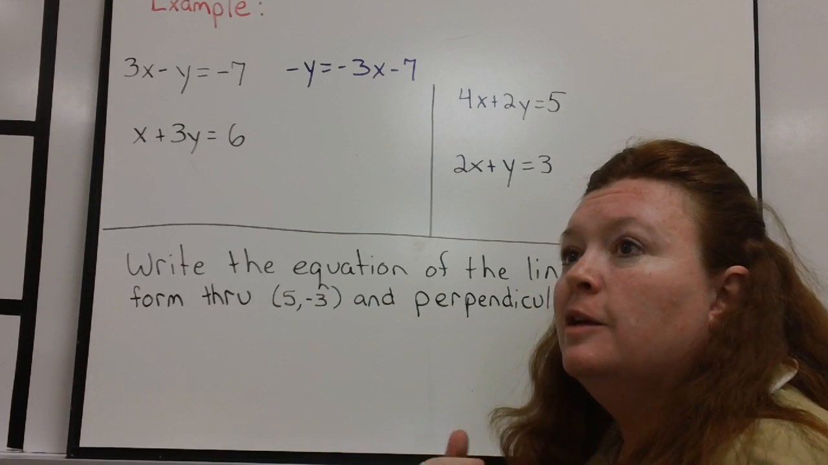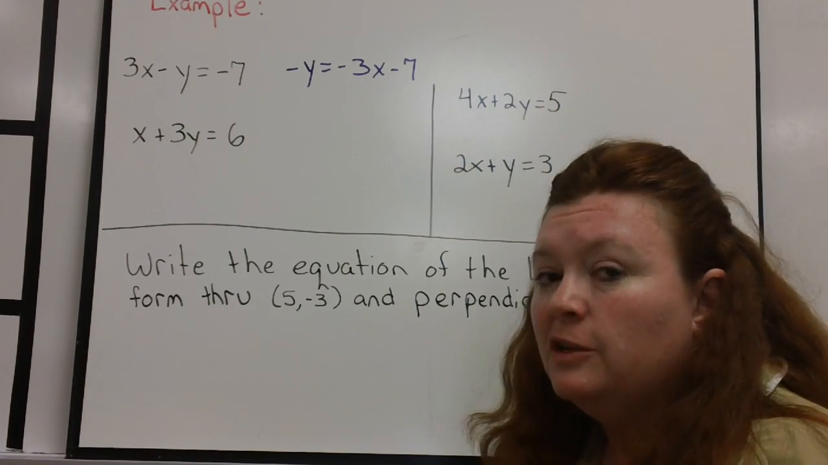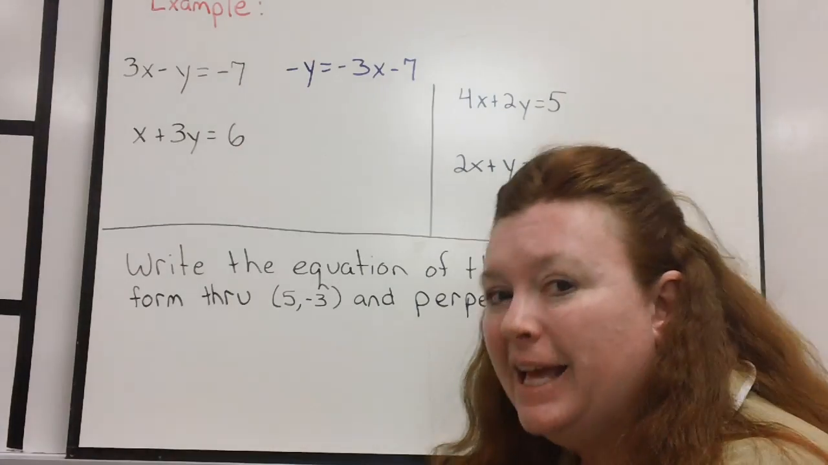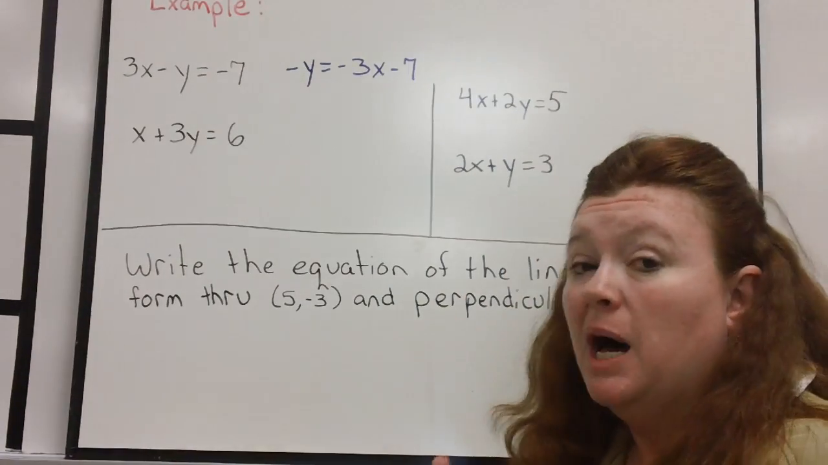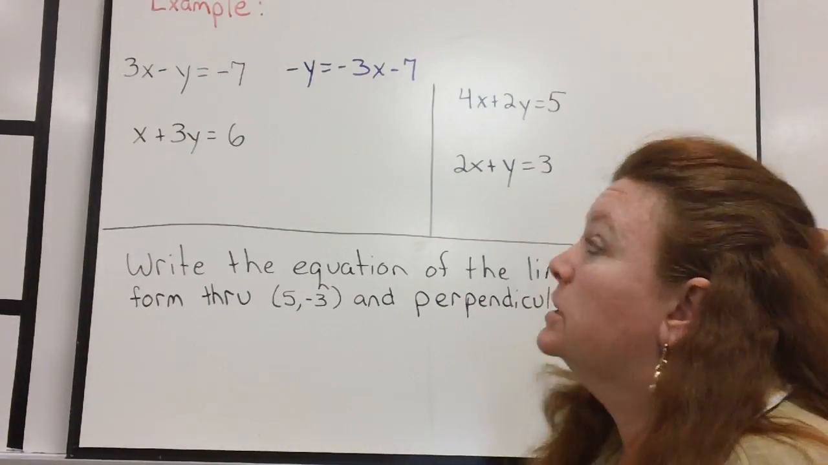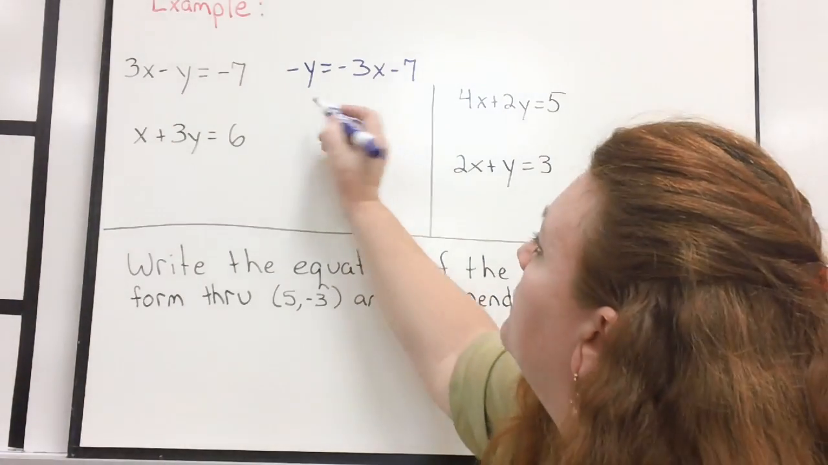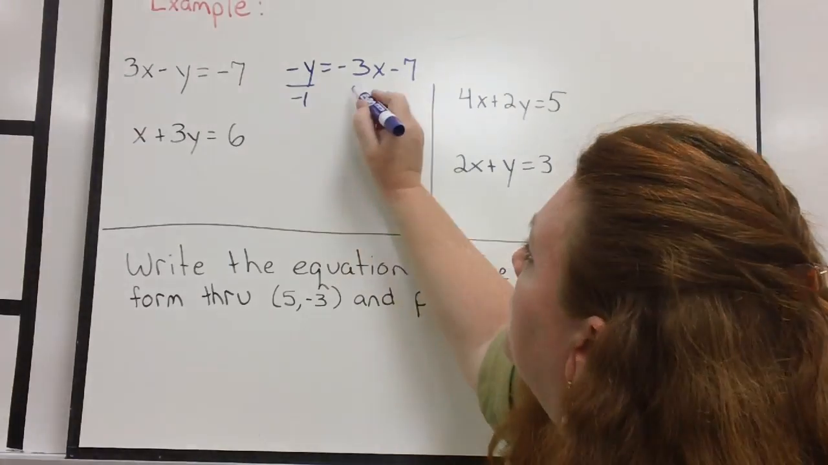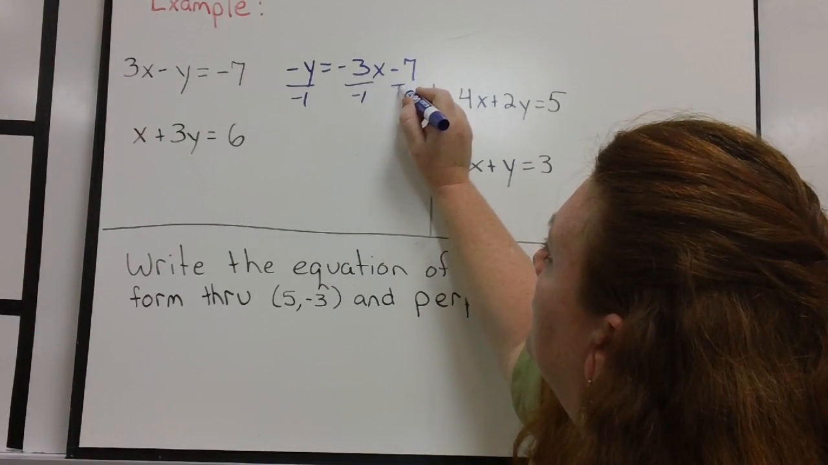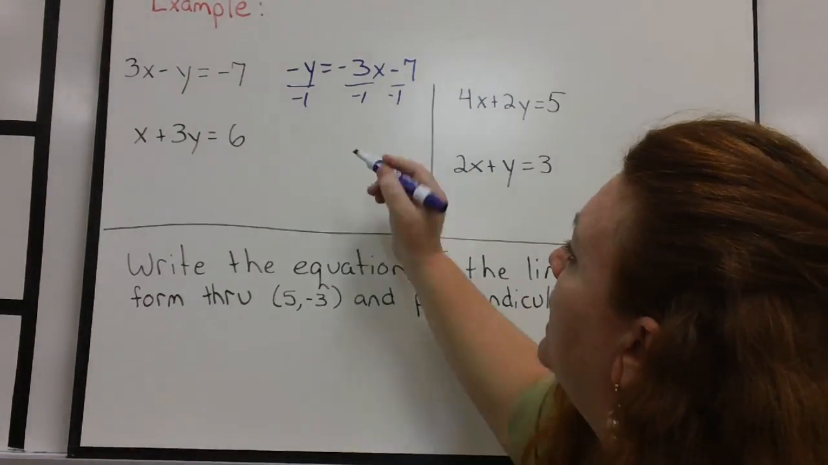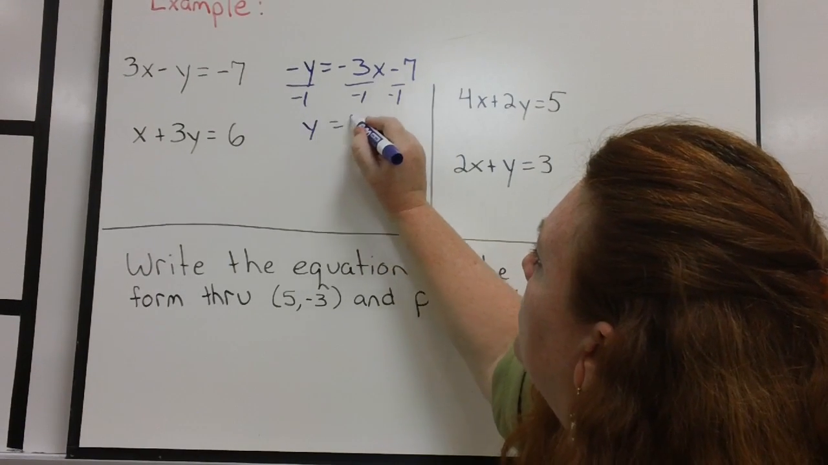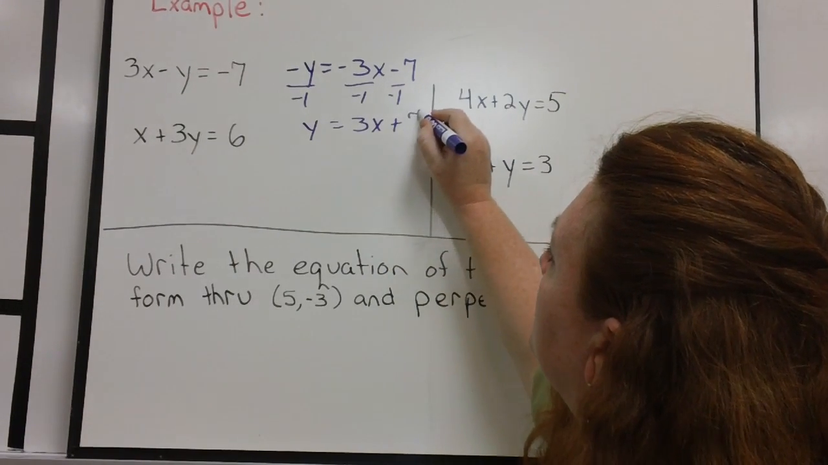Notice that slope-intercept form is not negative y equals. It's positive 1y equals. So I have to get rid of this negative sign. I'm going to divide everything by -1. And I get y equals 3x plus 7.